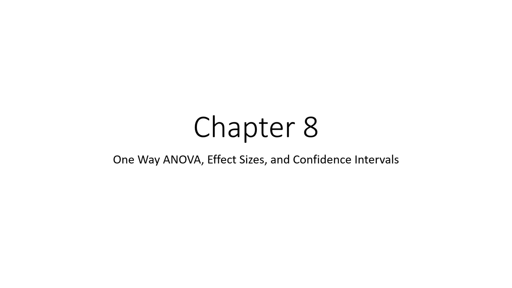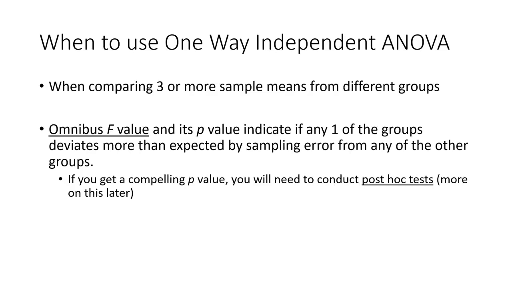Hello, this is the review of the Chapter 8 reading on One-Way ANOVA, effect sizes, and confidence intervals. You should use a one-way independent ANOVA when you're comparing 3 or more sample means that come from different groups.